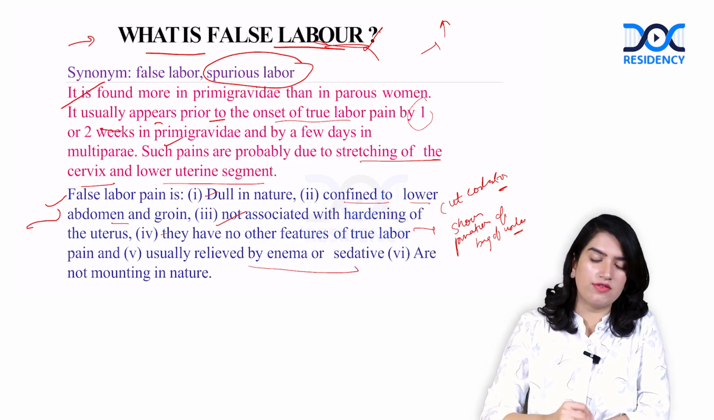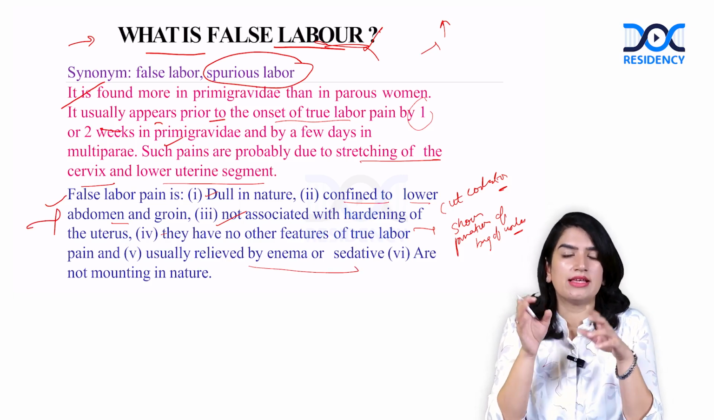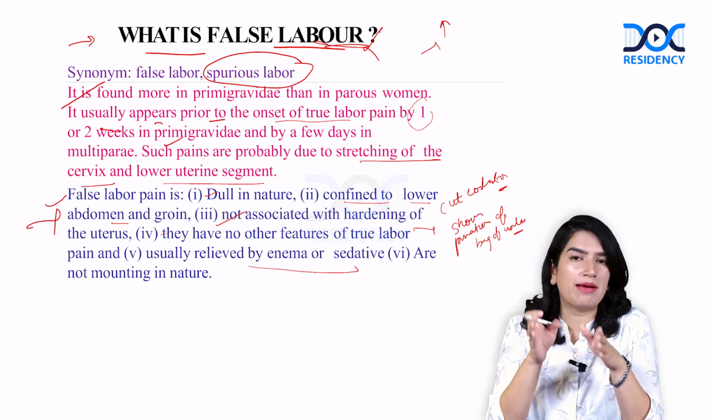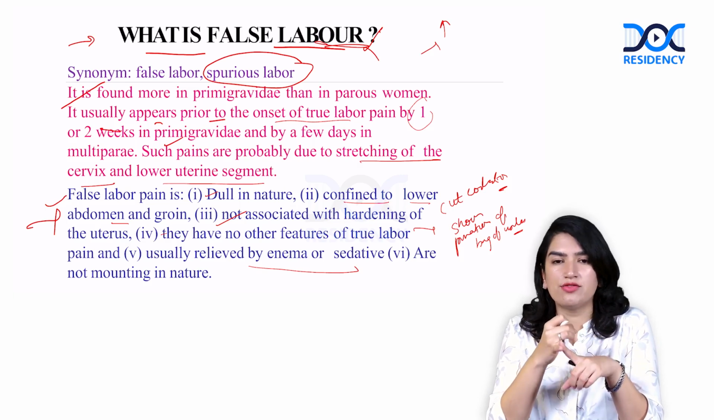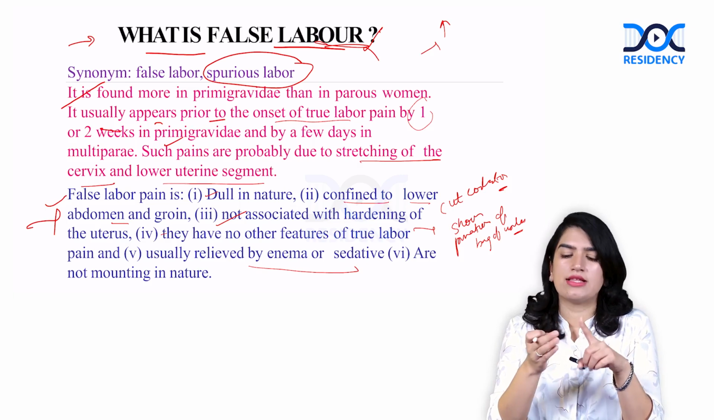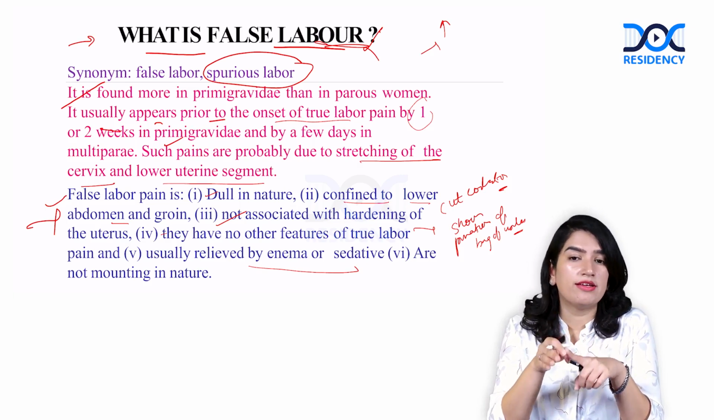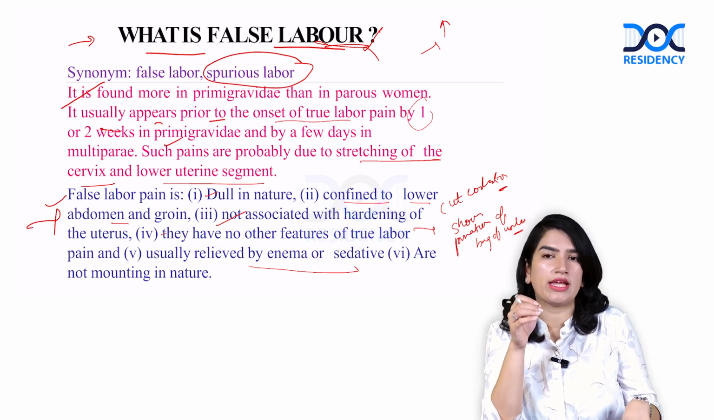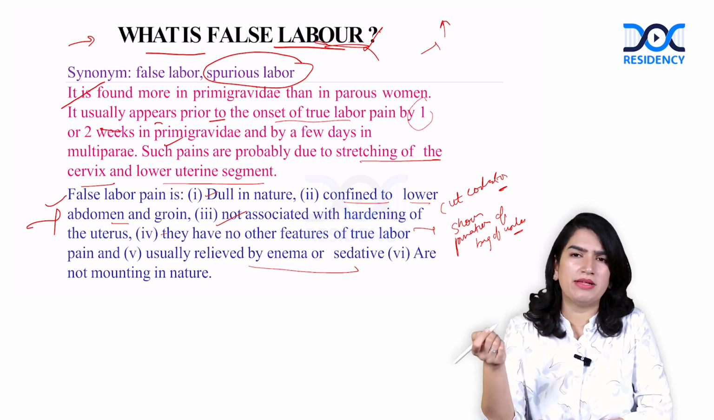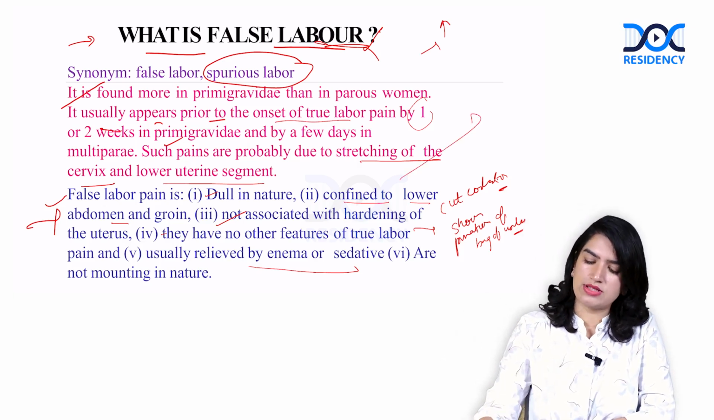So if you have all of these characters, pain which is dull in nature, which is confined to the lower abdomen and the groin, which is not associated with hardening of the uterus, there is no show, there is no formation of bag of membranes, which is usually relieved by enema or sedatives, and it is typically not mounting in nature, that means it is variable in intensity, duration and frequency, it is most likely a false labor pain.